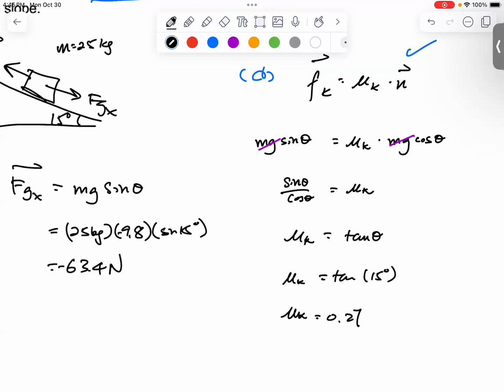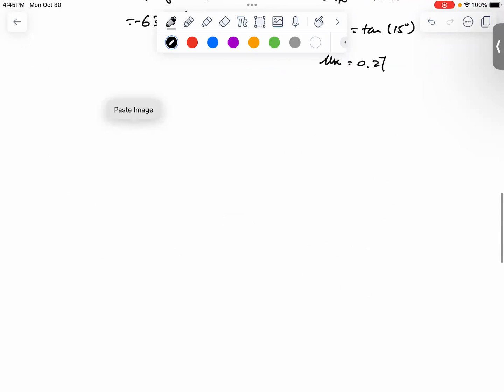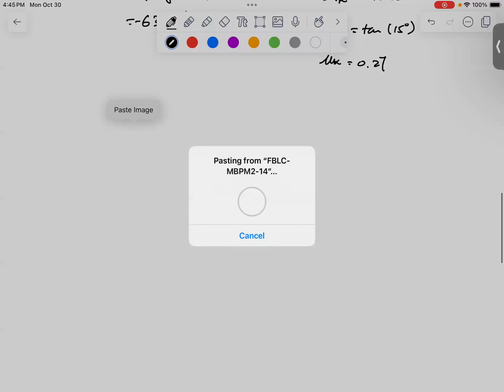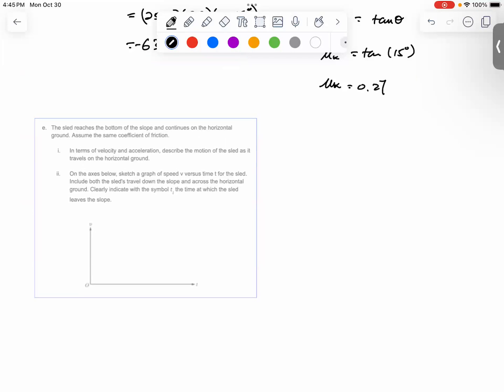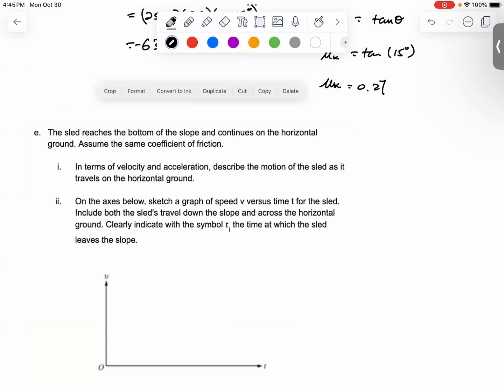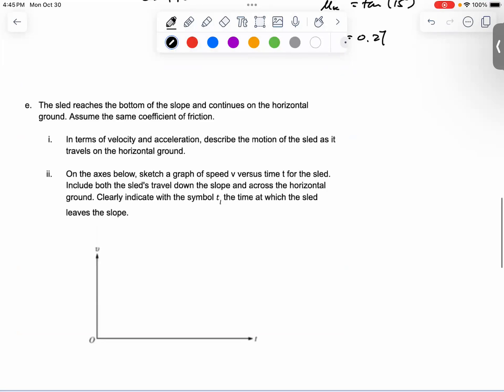Now it says the sled reaches the bottom of the slope, and then it's going to hit a horizontal surface, right? Horizontal ground. Assume the same coefficient of friction, so same material, basically. So in terms of velocity and acceleration, describe the motion of the sled as it travels on the horizontal ground. Let me give you 1 minute and see if you can write a couple of sentences to describe how the sled moves.